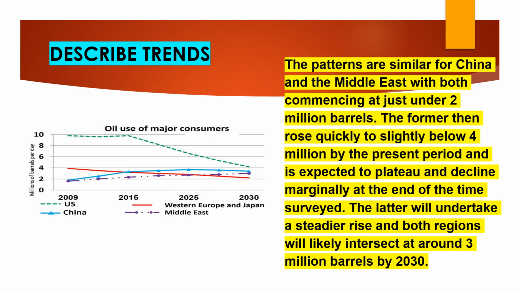Patterns are similar for China and the Middle East, with both commencing at just under 2 million barrels. The former then rose quickly to slightly below 4 million by the present period and is expected to plateau and decline marginally at the end of the time surveyed. The latter will undertake a steadier rise, and both regions will likely intersect at around 3 million barrels by 2030.